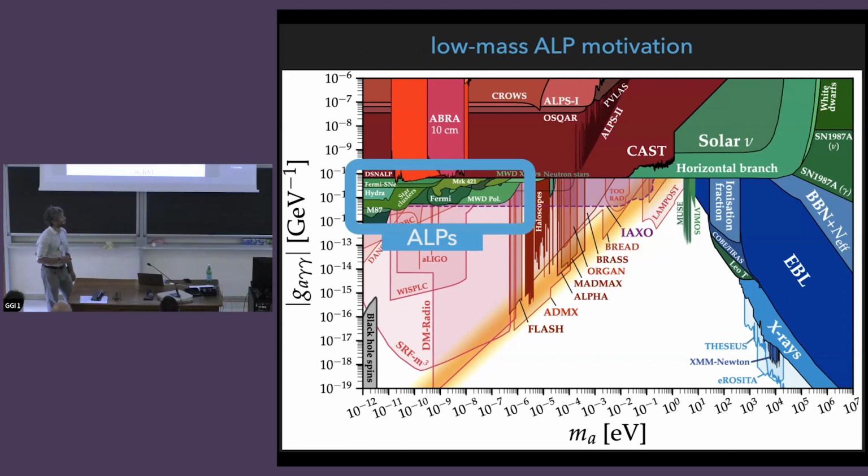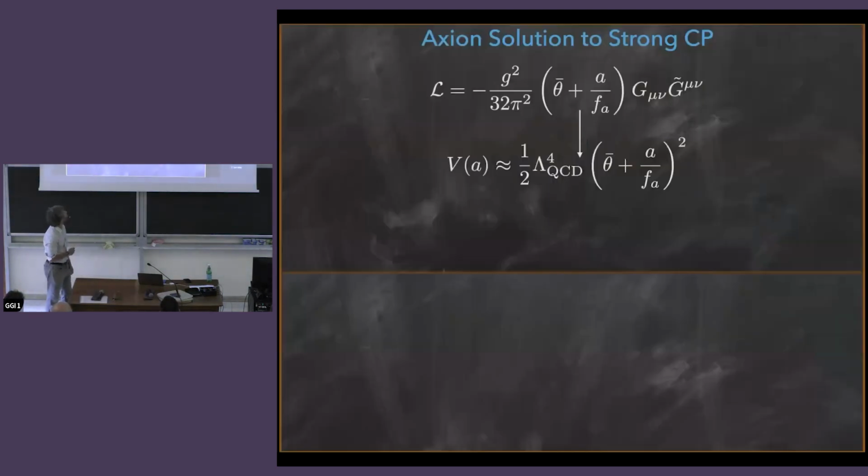So let me start by giving you some motivation for why we might want to be looking for axion-like particles, in particular at very low masses, pushing down to smaller couplings. We all know the explanation of the strong CP problem with the QCD axion. Let me just lay out my notation here.